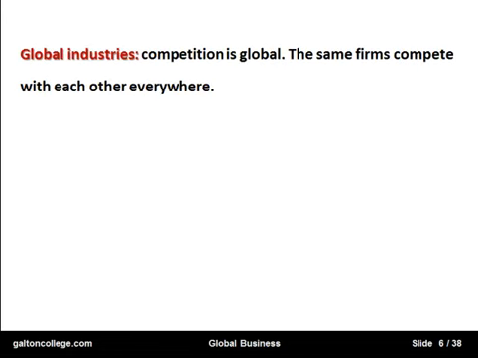Global industries, well, competition is global. The same firms compete with each other everywhere. That's what we mean by global industries. Essentially, the same set of companies are in competition, and they're in competition right throughout the world in different markets. They're fighting it out, competing domestically in one market, but they're also fighting it out overseas in many different markets simultaneously.